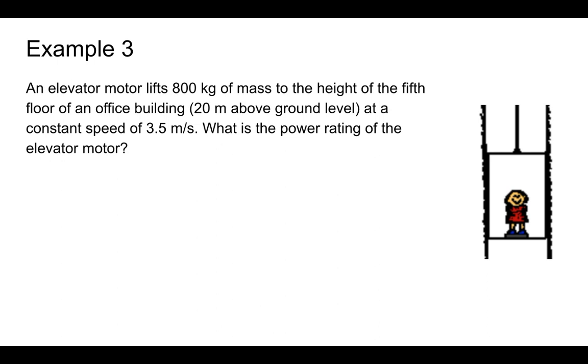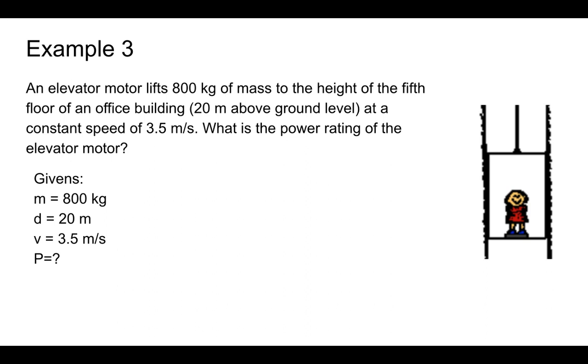But first and foremost, I want to write down my givens, just like we've been doing. I know that the elevator motor is lifting an 800 kilogram mass, so m is equal to 800 kilograms. The height of the 5th floor is 20 meters, so that displacement upwards is 20 meters, and the constant speed is 3.5 meters per second, so v is equal to 3.5 meters per second. We want to know the power rating of the elevator motor.